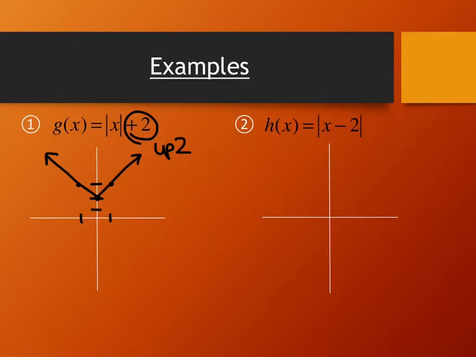How about number 2? How is this shifting this? Right. This will move it right 2. Again, so instead of being at the origin, I will be 2 to the right. That's my starting point. And I will go right 1 and up 1, and left 1 and up 1. And then I will connect my dots as the V shape.